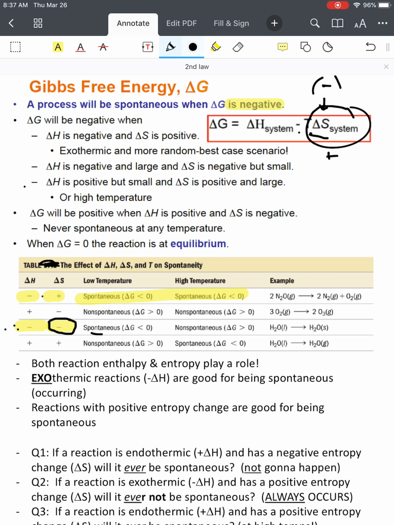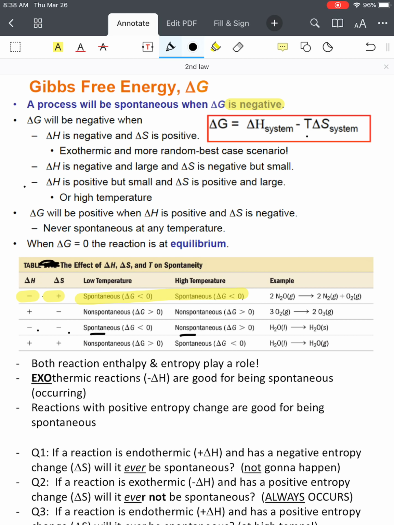But at higher temperatures, what's going to happen is my T will take on larger and larger values in the equation, and that's going to eventually make this second term big enough to overcome the fact that the reaction was exothermic. And in that case, that's when the spontaneity of the reaction will stop. So here we have an example. If it's exothermic with a negative change in entropy, the reaction is going to be spontaneous at low temperatures and non-spontaneous at higher temperatures.